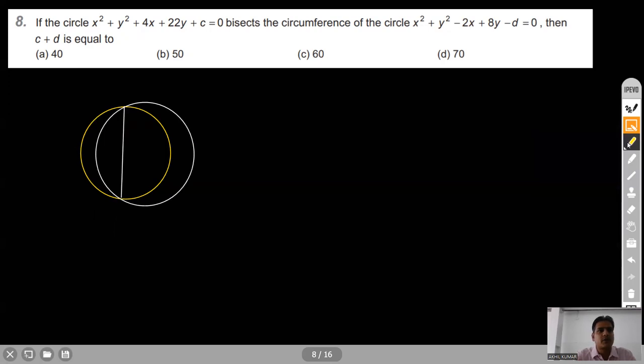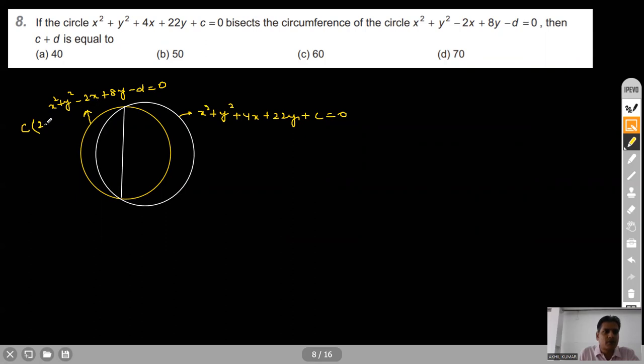As per the question, the equation of this circle is x square plus y square plus 4x plus 22y plus c equal to 0. This circle is bisecting this yellow colored circle, whose equation is x square plus y square minus 2x plus 8y minus d equals 0. So what will be the center of this circle? If you see, center of this circle will be 2, -4, and it will lie on the diameter.